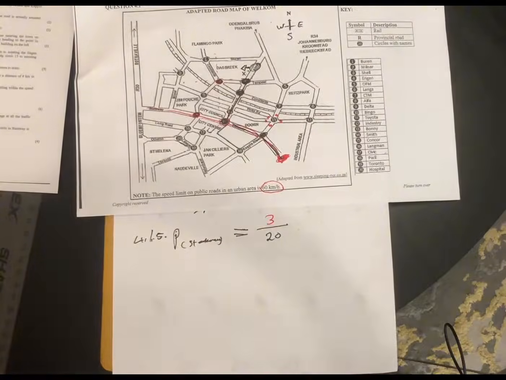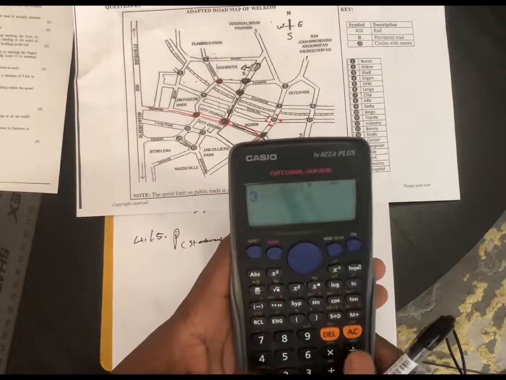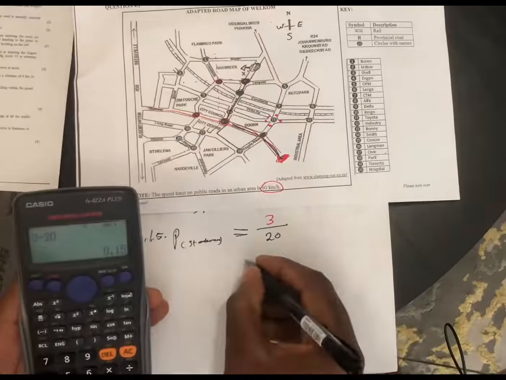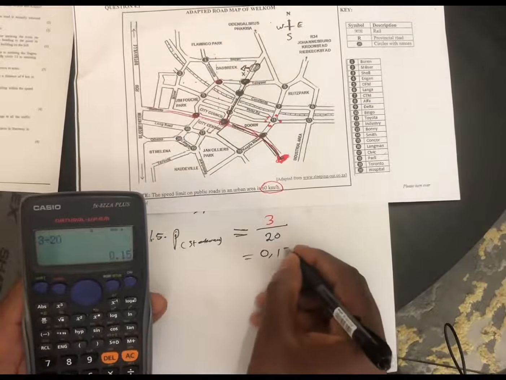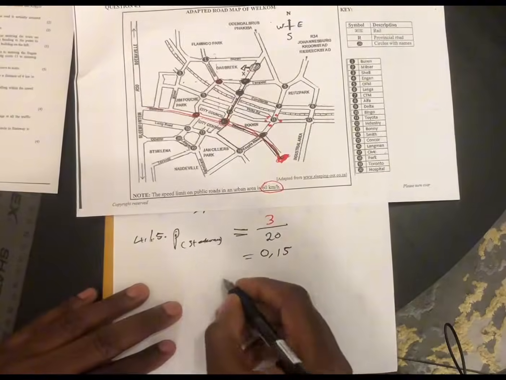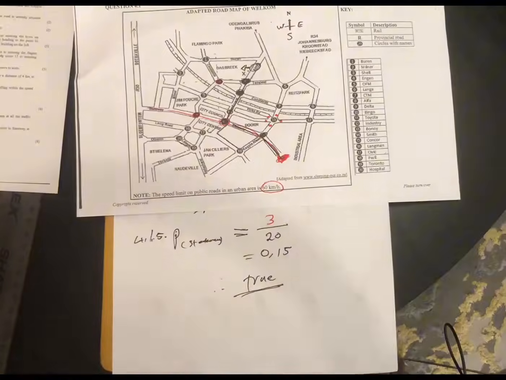Then you just take your calculator. 3 divided by 20 is 0.15. Then say true, or the statement is valid. So we are done answering this question.